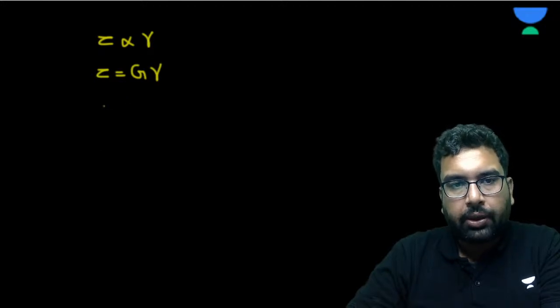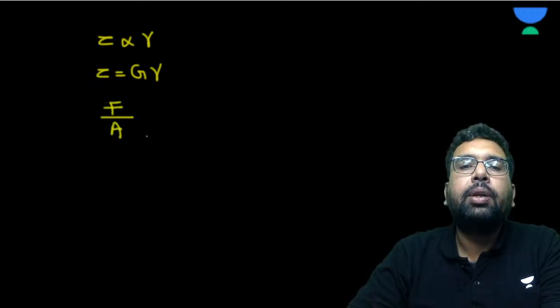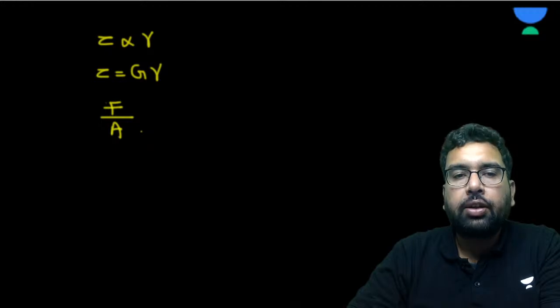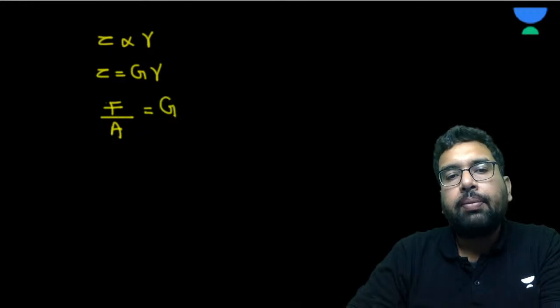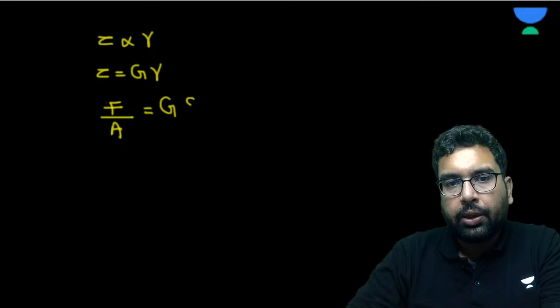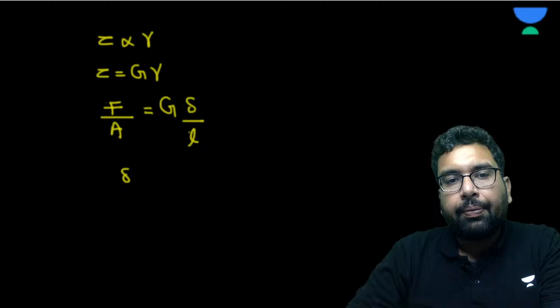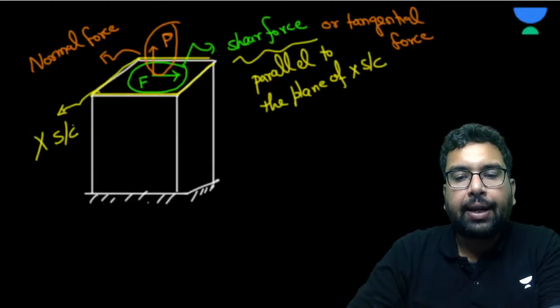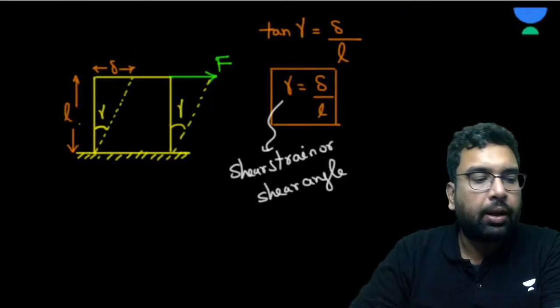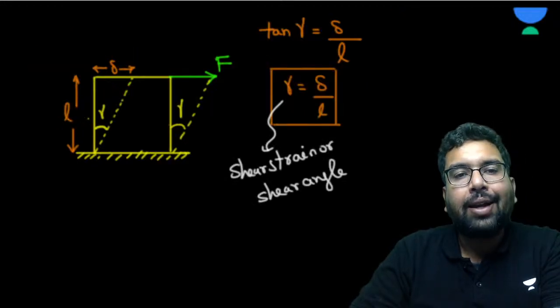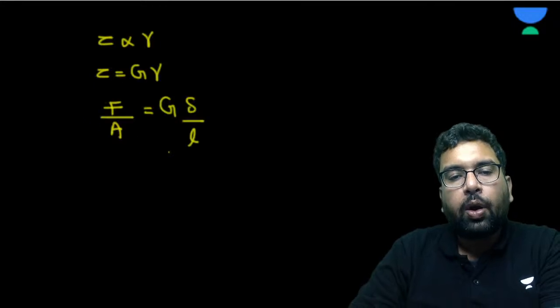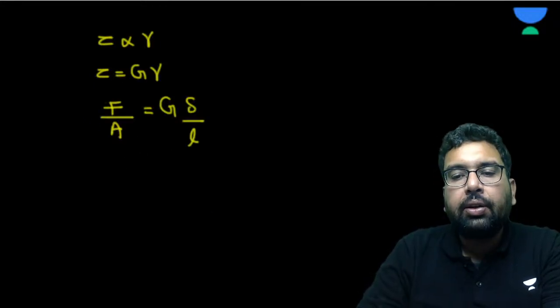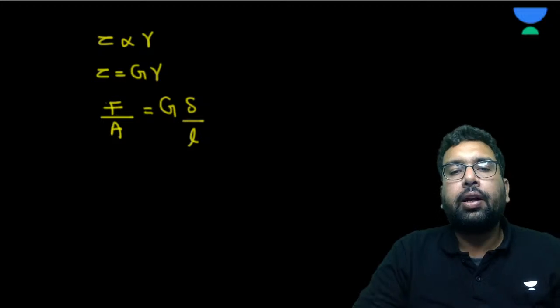So what is the shear stress? This is force upon area. What area must we take? We must take the area of the cross section, and that is equal to G times gamma. What is this gamma? This is delta by L. L is this height. You can call it the height of it also. From here, whatever missing data is there, you can try to figure it out.